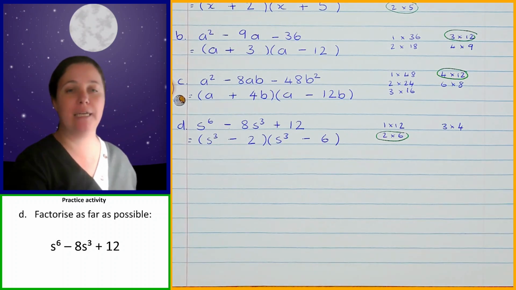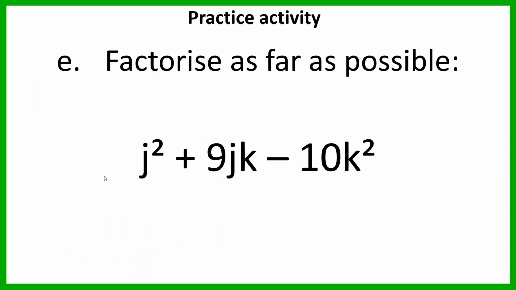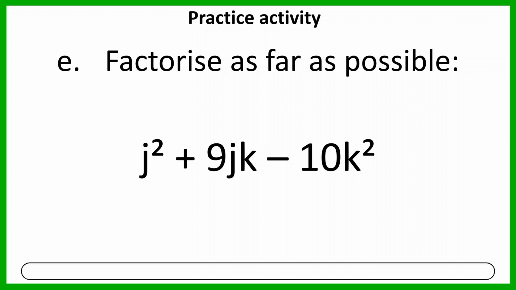Right, let's go on to question E. Here you've got j squared plus 9jk minus 10k squared. I'm going to give you 1 minute for this one as well.